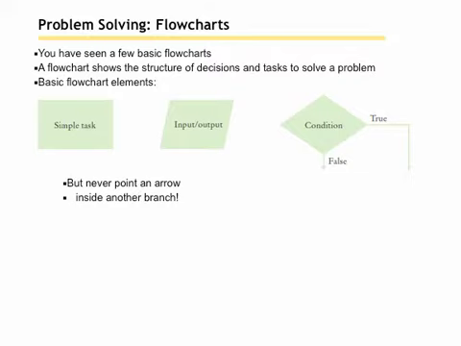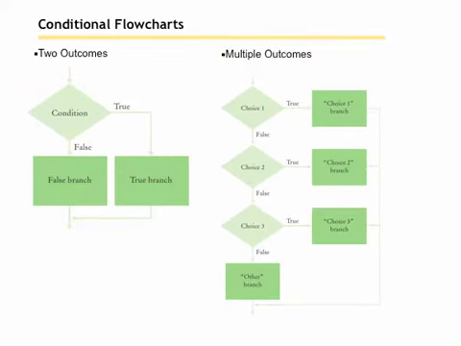We should never point an arrow inside another branch, so the flow lines shouldn't cross, and they shouldn't go into some other logical pathway. Here are some examples. With two outcomes, we have a condition with a true path and a false path. With multiple outcomes, we have choice 1 and our true path. Our false path will lead us to choice 2. If that's true, we go on our choice 2 branch. Our false path leads us to choice 3, and so on.